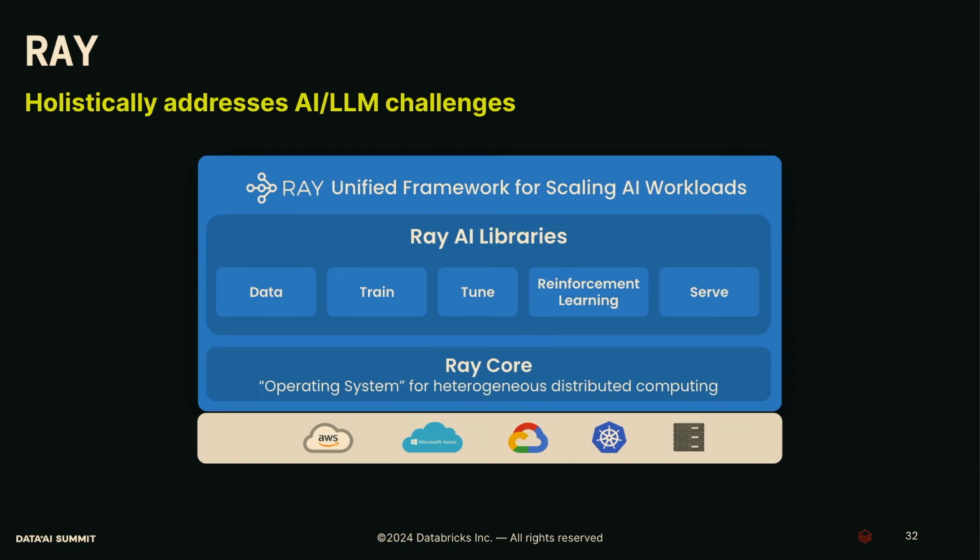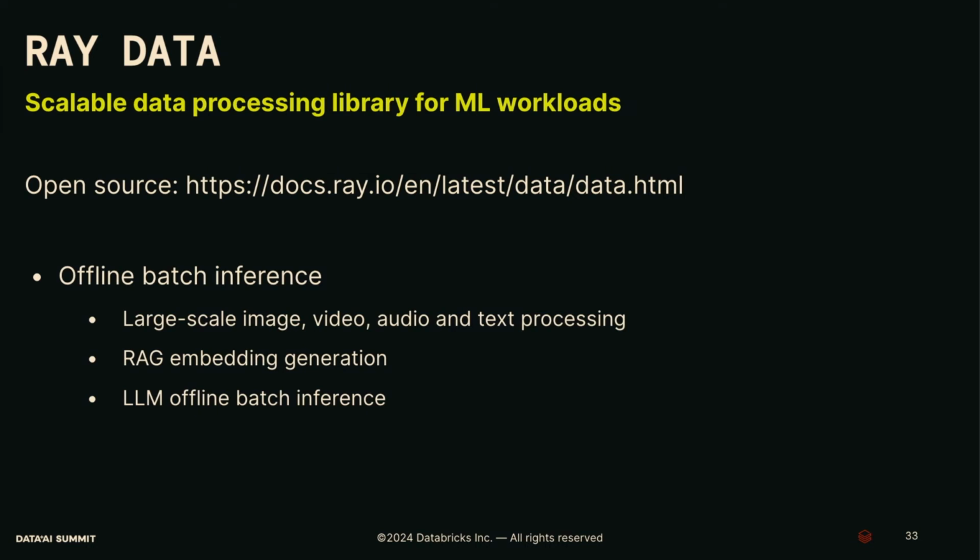Holistically, this is how Ray addresses AI and LLM challenges: Ray Core is the distributed layer for heterogeneous distributed computation. On top of Ray Core, a list of libraries has been built, such as Ray Data for data processing, Ray Train for distributed model training, Tune for hyperparameter tuning, reinforcement learning, and Ray Serve for model serving. And it supports all the public cloud providers such as AWS, Google, and Microsoft.